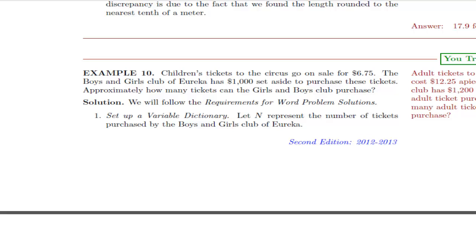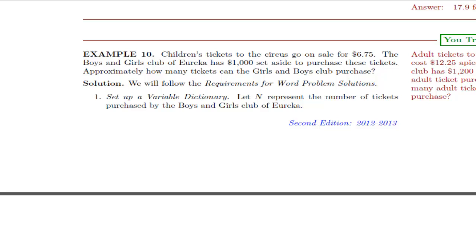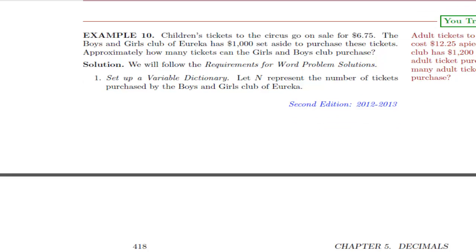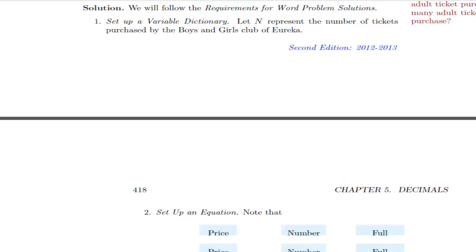Example 10. Children's tickets to the circus go on sale for $6.75. The Boys and Girls Club of Eureka has $1,000 set aside to purchase these tickets. Approximately how many tickets can the Girls and Boys Club purchase? Solution. We'll follow the requirements for word problem solutions. 1. Set up a variable dictionary. Let n represent the number of tickets purchased by the Boys and Girls Club of Eureka.